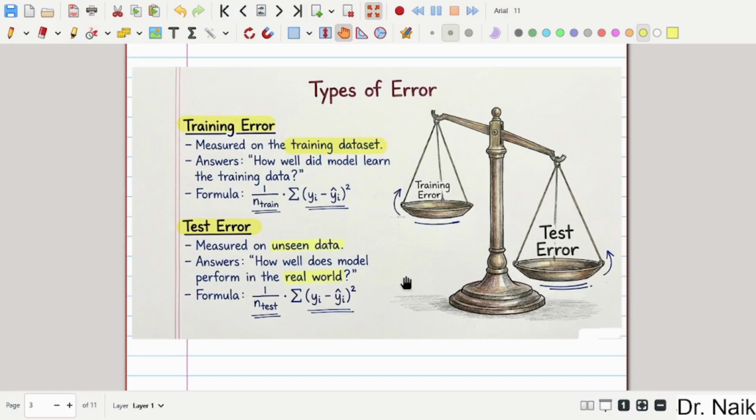If it performs well only on the training data but fails on new data, then it means that the model is not a useful model. Therefore, when comparing two models, we always pay more attention to the test error.